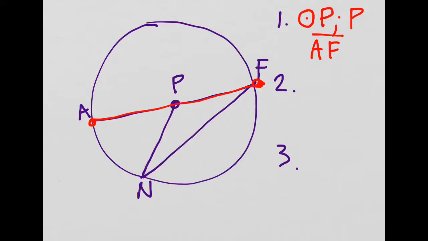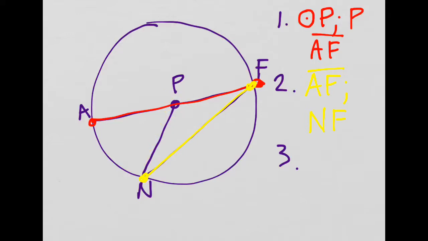Now, we need to know 2 different chords, and we know that a chord has to intersect a circle at 2 given points going through its interior, and we know that a diameter can be a chord, and so we'll just already write that one down. AF is definitely one. And the other one that goes through 2 points is NF. Now, NP has 2 endpoints, but this P is the center. It is not on the outside of the circle.